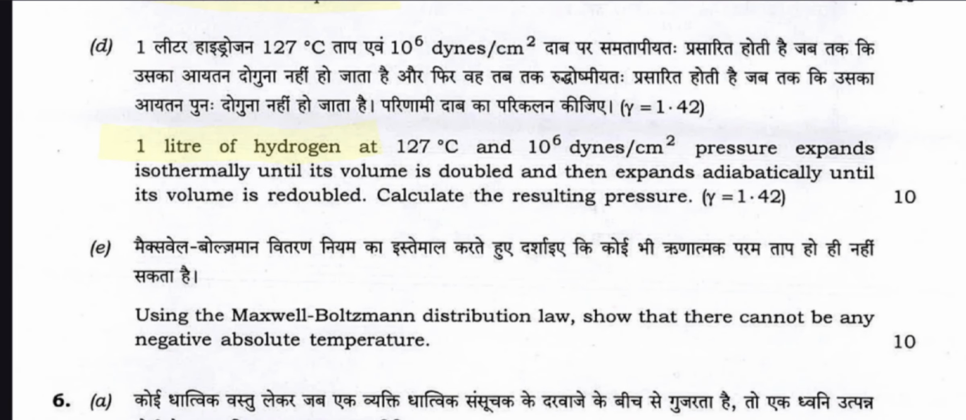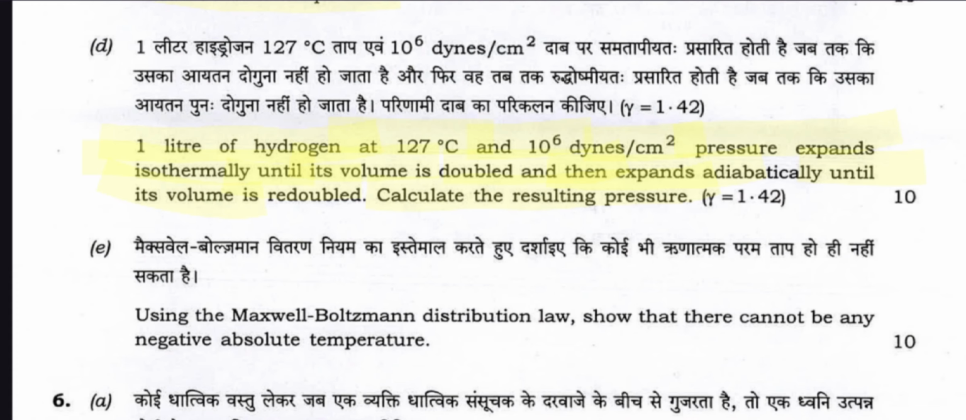1 liter of hydrogen at 120 degrees Celsius and 10 to the power 6 dynes per centimeter square pressure expands isothermally until its volume is doubled, and then expands adiabatically until its volume is redoubled. Calculate the resulting pressure, gamma is equal to 1.42.